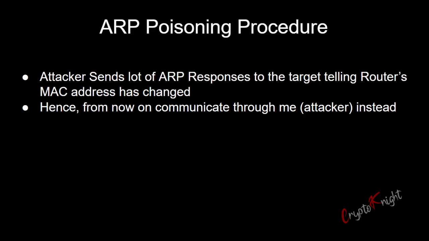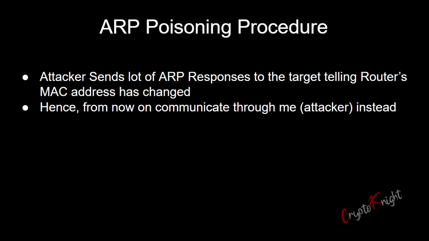Now let's understand the ARP poisoning procedure. What is ARP poisoning and how does it work? So here comes a thing which is known as MITM, man in the middle attack. The attacker sends a lot of ARP responses to the target, which is computer 1, and tells it that the router's MAC address has changed and this is the new MAC address. That MAC address belongs to the attacker.